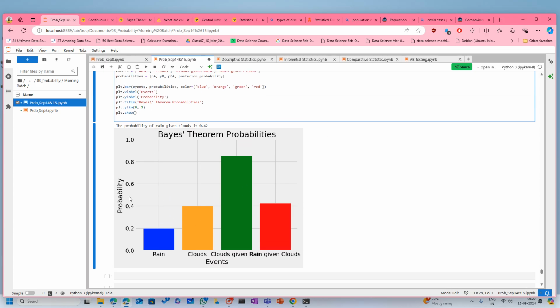If you understood this much, this completes your probability class. Any doubts, please ask me now.